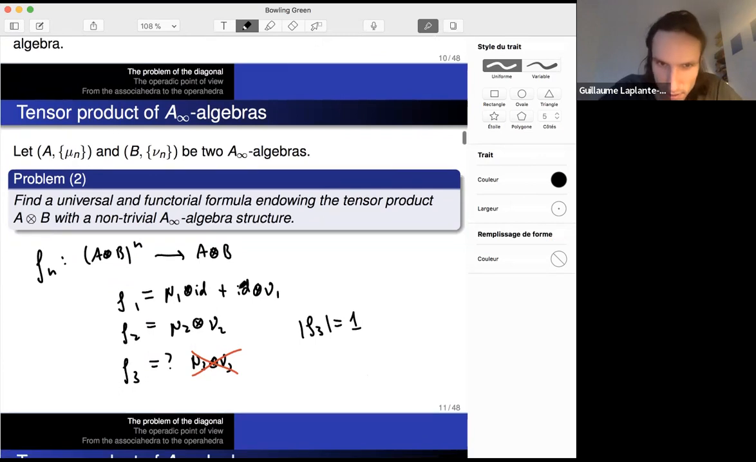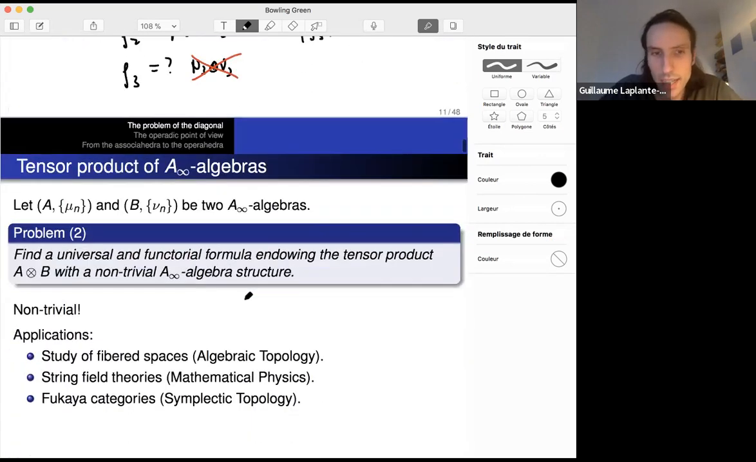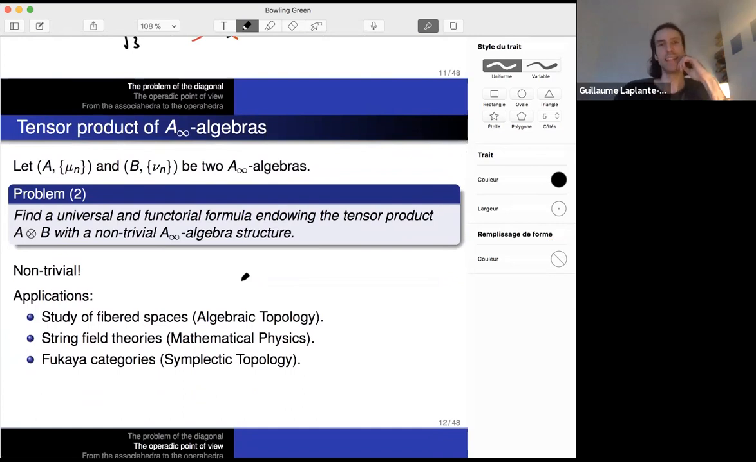And it turns out that this problem is really non-trivial. The first ones to solve it were Saneblidze and Umble in 2004, and they have some combinatorics whose intuition I don't know where it comes from. It's quite impressive, and it has really wonderful applications in the study of fiber spaces, for instance, in string field theories and mathematical physics, and as well in Fukaya categories in symplectic topology. I would be happy to talk more about some of these applications at the end if some of you are interested.